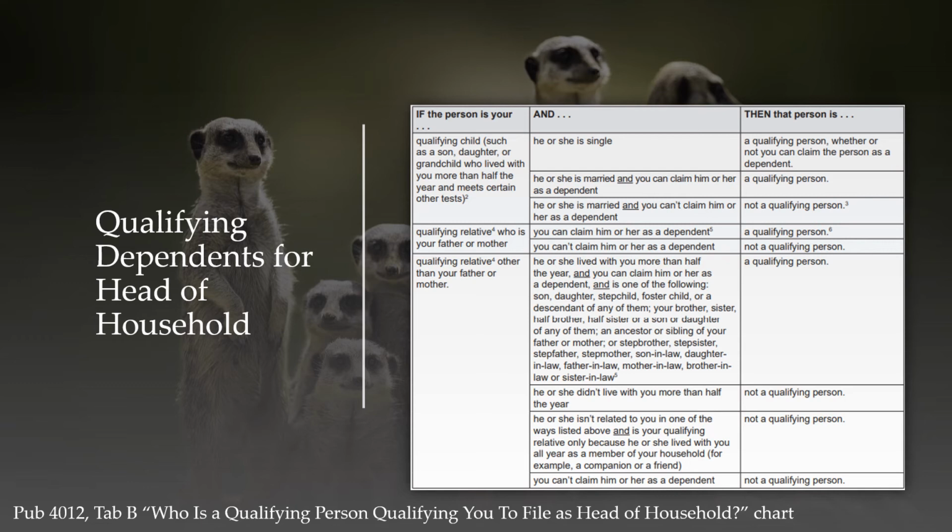However, if that person didn't live with the taxpayer for more than half the year, again, they would not be a qualifying person. And then, as we'll discuss more in our next lesson, if that qualifying relative didn't qualify under the special relationship test, but qualifies because they lived with the taxpayer for the entire year, that is not a qualifying person to file head of household. So they might be able to be claimed on the return, but our taxpayer would not be able to file as head of household with that relationship only. And then, of course, if they can't be claimed as a dependent, then they are not a qualifying person to qualify our taxpayer to file head of household.